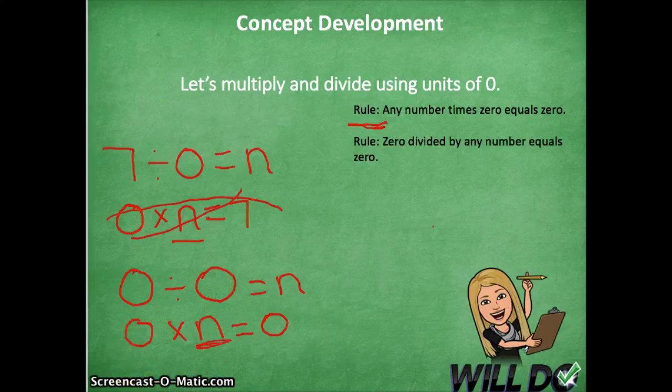Get my pen to write. N could be a 3. N could be a 2. N could be a 5. N could be a 6. N can be any number in the multiplication equation, and the same is true for division equations.